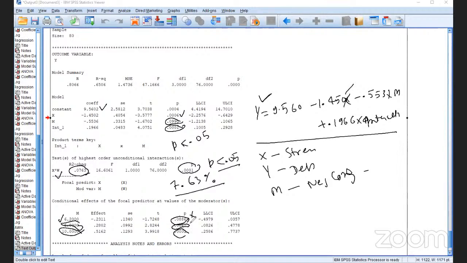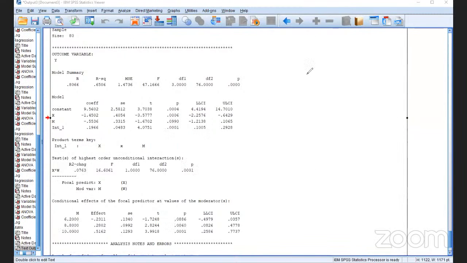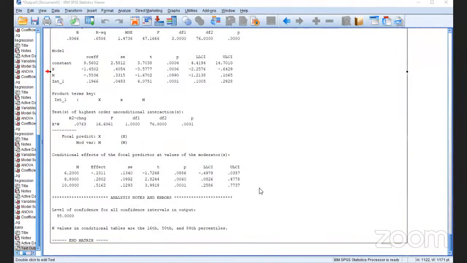It is giving a value less than 0.05. It means for highly negative cognition, the depression level increases. And after this, I am clearing all this. So this is about the process macro.